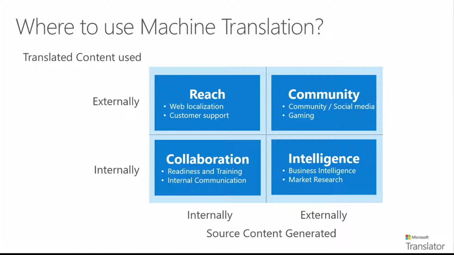Internally, you may have employees working for the same company or working on a single project that want to collaborate with each other but don't share the same language. Inbound-only intelligence, where you want to analyze feedback, say your Twitter feed or otherwise published documents like business reports, and you want to do some kind of analysis or filtering on that material.